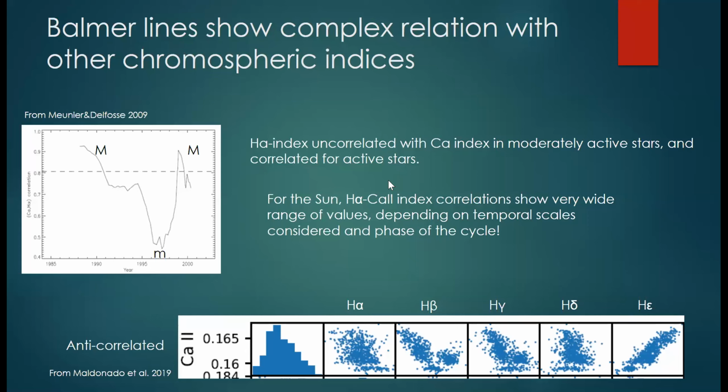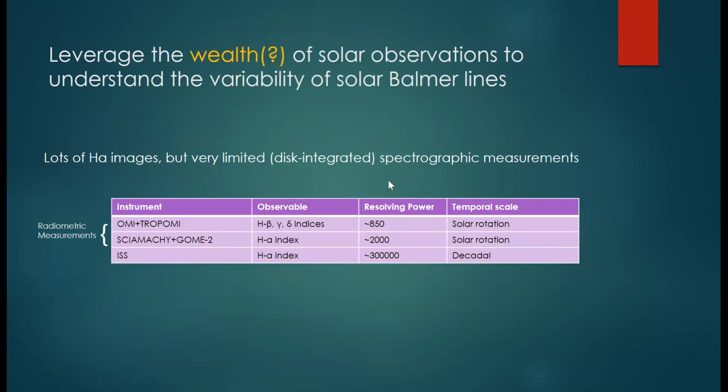This result has been recently challenged by Maldonado and collaborators, who analyzed about 3 years of solar observations with HARPS, and they found that H-alpha, H-beta, and H-gamma are anti-correlated with the calcium II index. So to investigate these differences and to understand their origins, we decided to look at different types of data sets and to compare them with models.